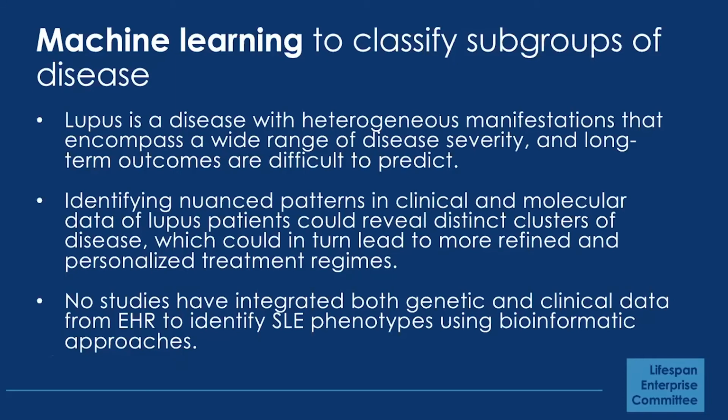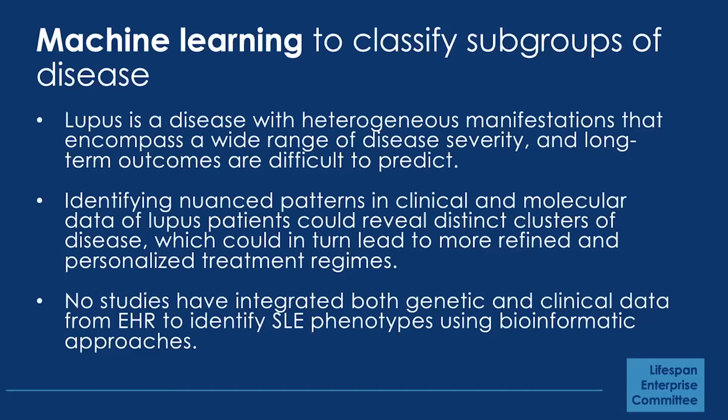We used this technique to look at lupus specifically. So lupus is a disease with heterogeneous manifestations with a wide range of disease severity. And it's really difficult to predict long-term outcomes of patients and how they will respond to different medication. So our hope was to identify different patterns in the clinical and molecular data of these patients and identify distinct clusters, which we hope could lead to more refined and personalized treatment regimes.